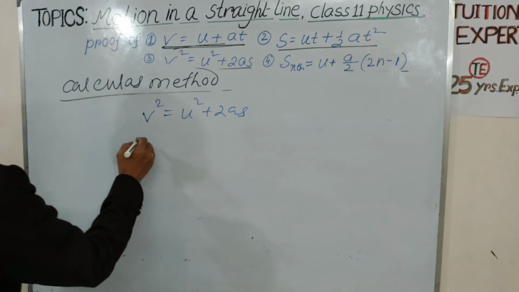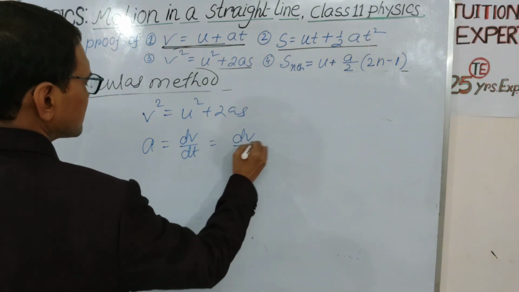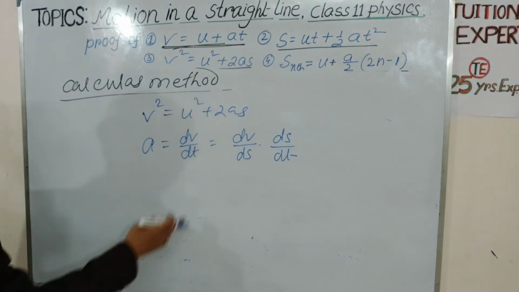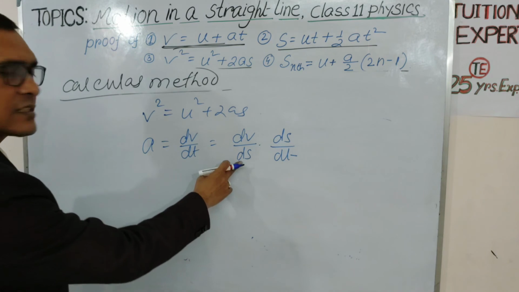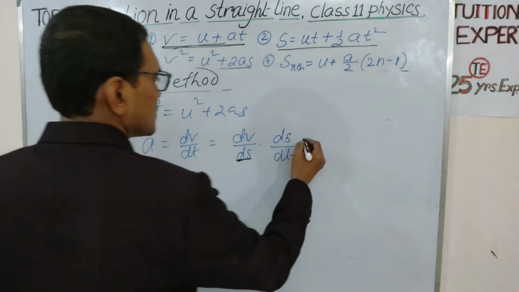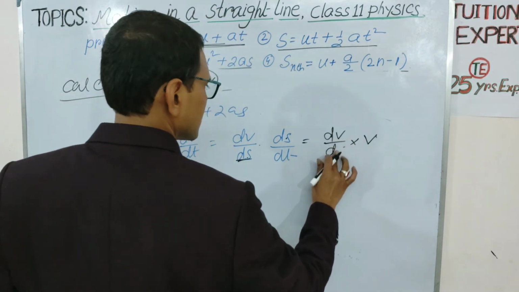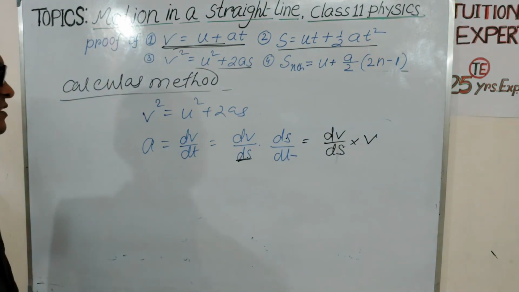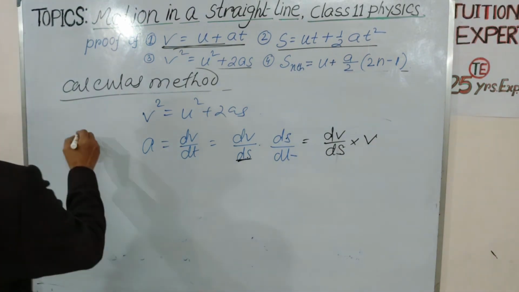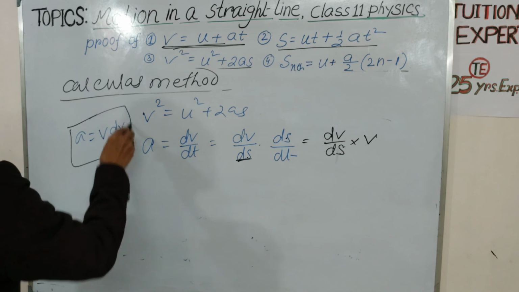By the calculus method, we know acceleration equals dv by dt, and we can also write this another way, just adjusting ds here and here. Now ds by dt is v. So a equals v into dv by ds. So this is another formula: a equals v dv by ds. This is another formula of acceleration.